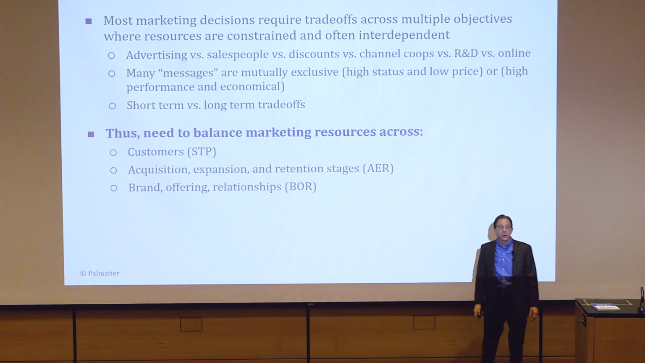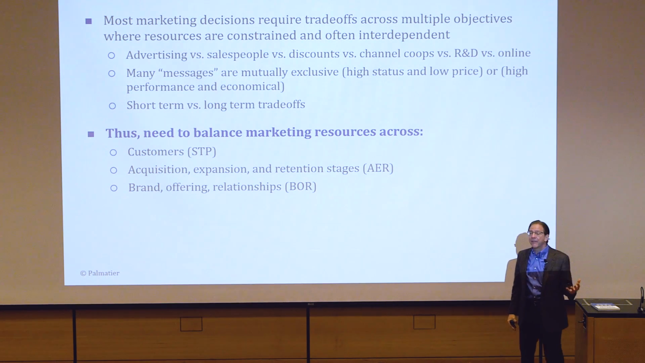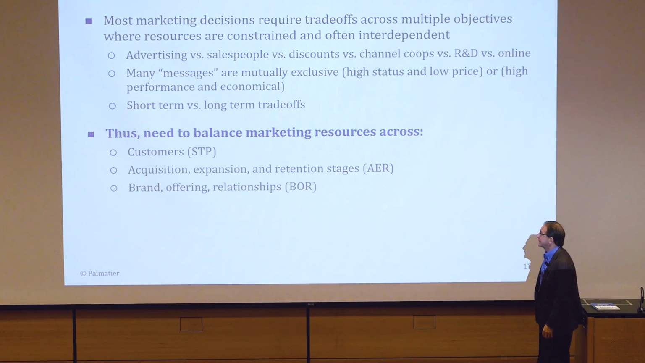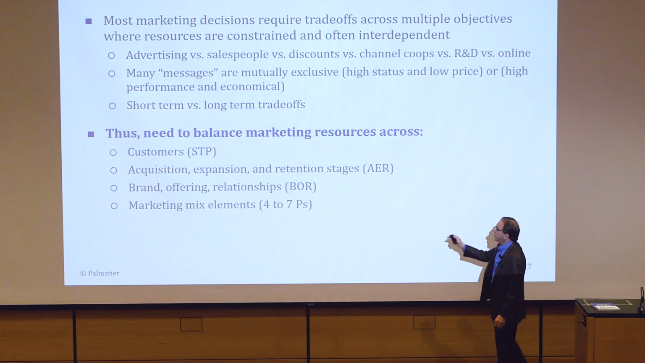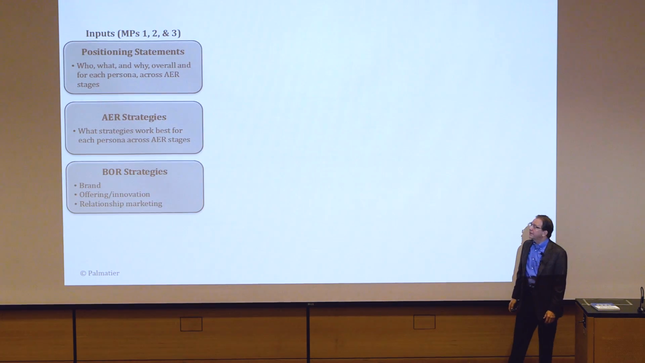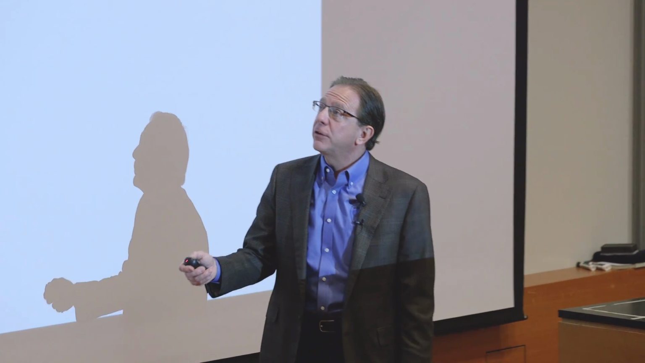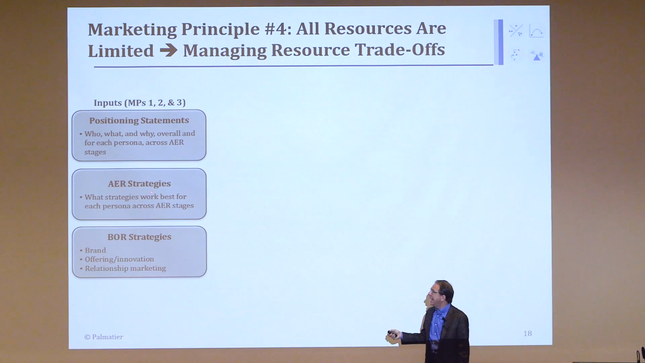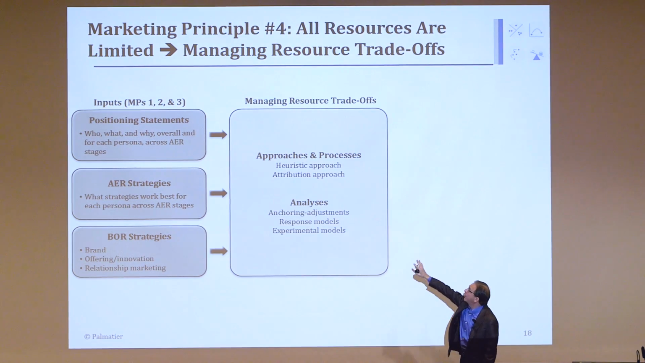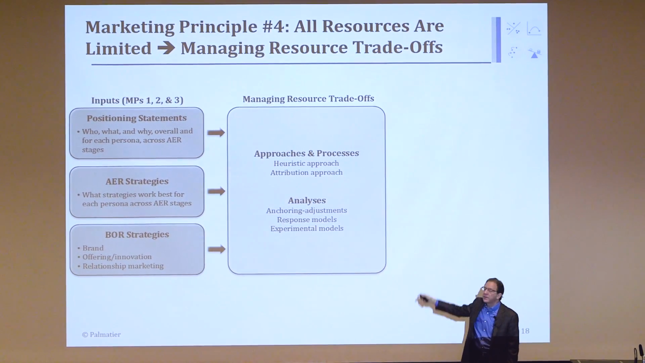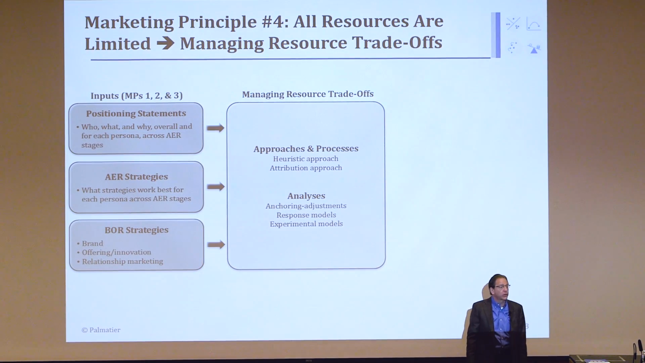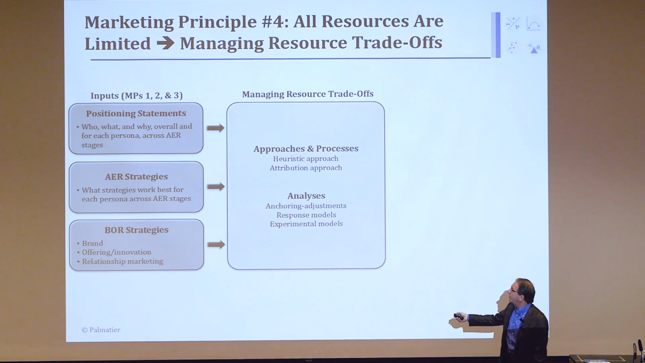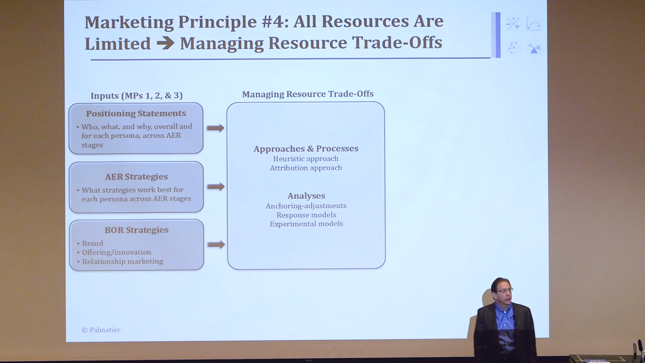Across brands, offering, and relationships, are you going to spend more money on advertising or more money on your sales force? And across all the different market mix elements. So what does the grid look like here? The framework. These are the inputs from all three, from market principle 1, 2, and 3: positioning, error strategies, and BOR strategies. It comes in, we're going to go through both the heuristic and the attributional approach for making resource decision trade-offs. And we're going to have some analyses, be it response model, experiments, and anchor and adjustment. And we'll go through those in detail.